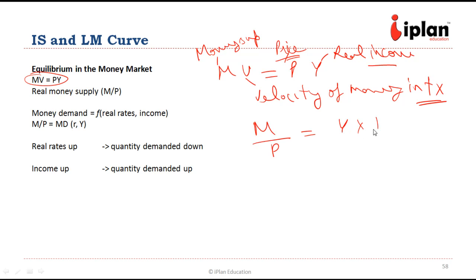So M by P is what? P is the price level, M is the money supply, so this becomes real money supply. M by P is our real money supply, and it will be directly proportional to the income, as we can clearly see, and inversely proportional to the velocity. This is one relationship. Another important relationship is that the real money supply is also a function of real rates and income.